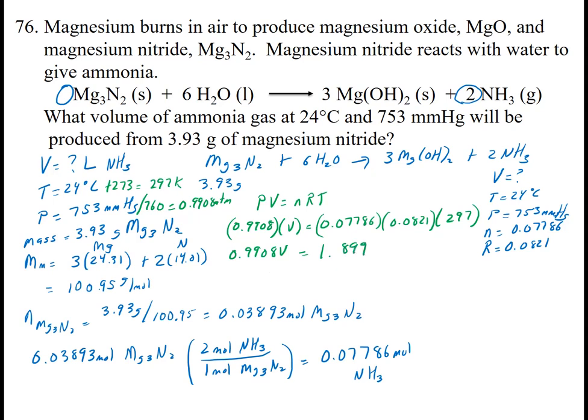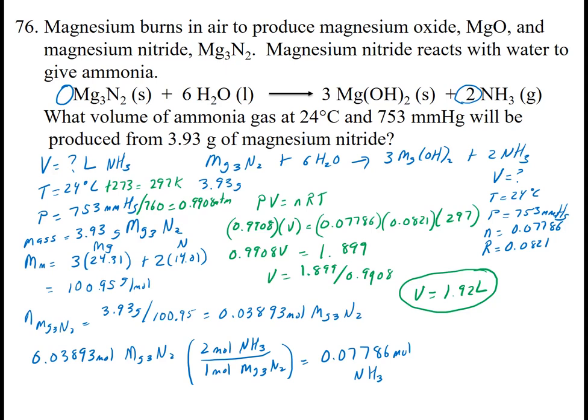When I multiply this side together, I get 1.899. So V is going to be 1.899 divided by the 0.9908. So my volume ends up being 1.92, and the unit is liters. And so that is my final answer. Okay?